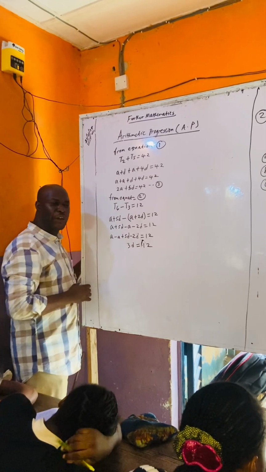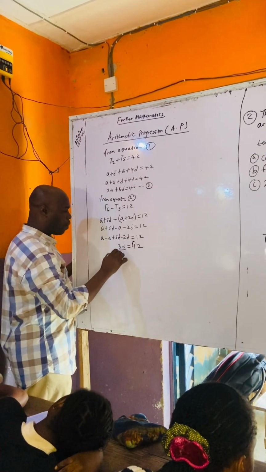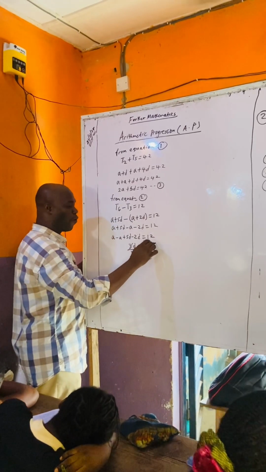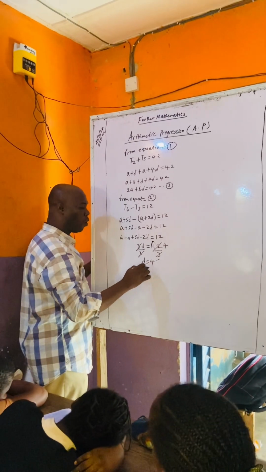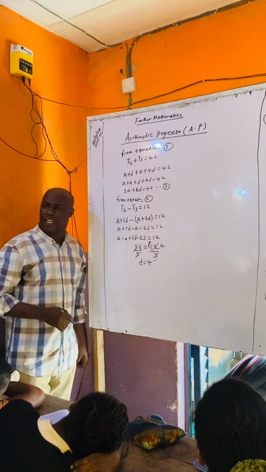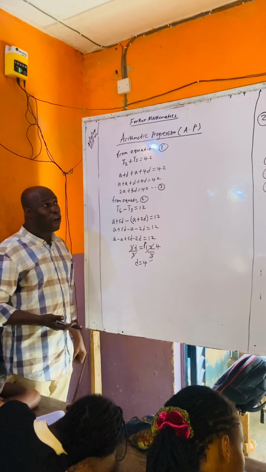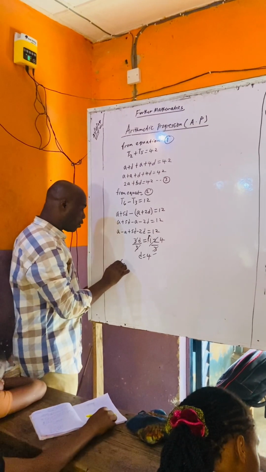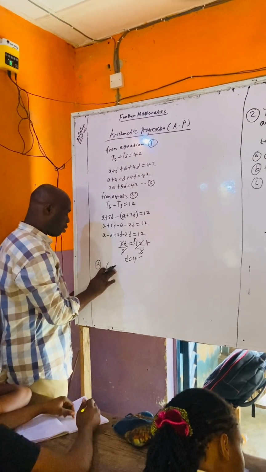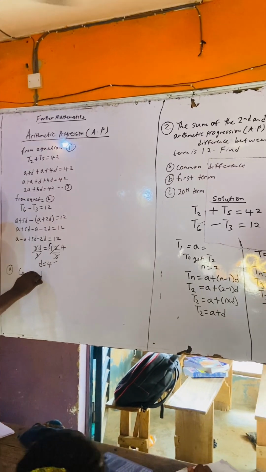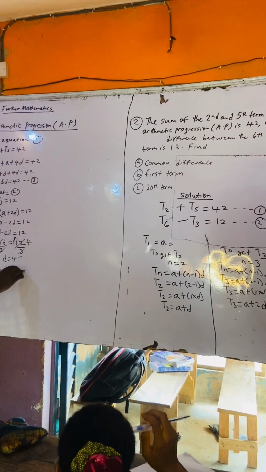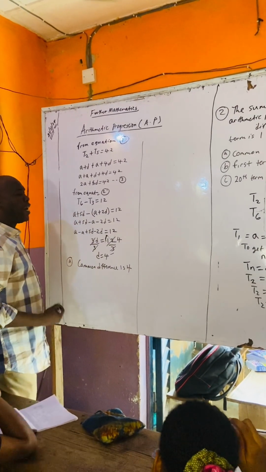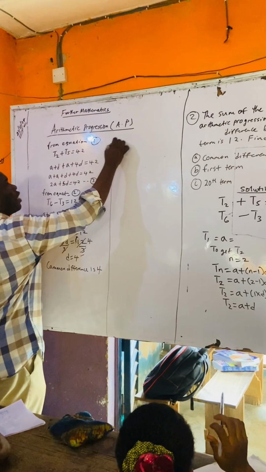Alright, here now we can get d, isn't it? Yes. So what are we going to use to divide both sides? 3. So 3 cuts 3, 3 into 12 is 4. So we have d equal to 4. Meaning that our common difference is 4. Good.